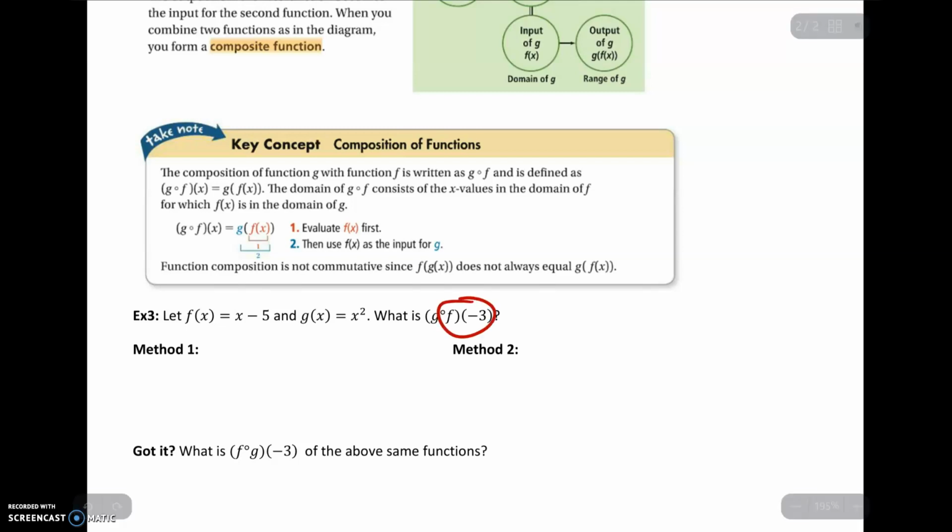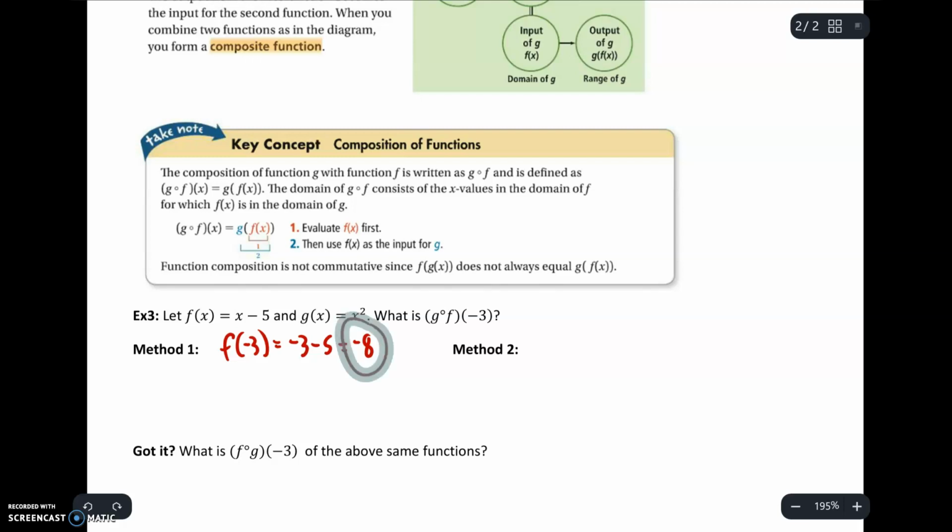We can substitute -3 into our function f of x, figure that out. So if I find f of -3, I know that's just going to be -3 minus 5. So if I get -8 from that, I can then take that and substitute it into my g function, because again, that's what I'm looking for. I'm looking to take that output from my first result and plug that in for my next input.